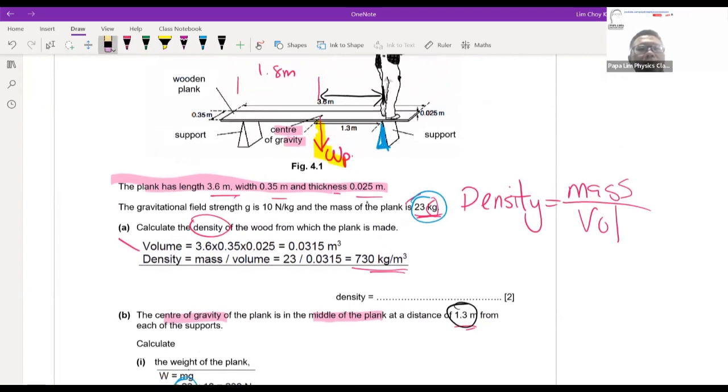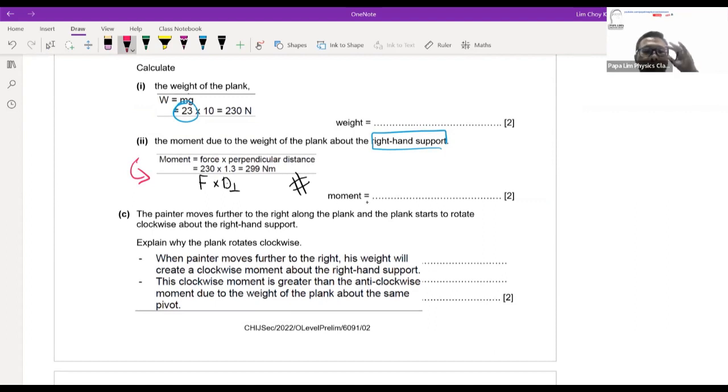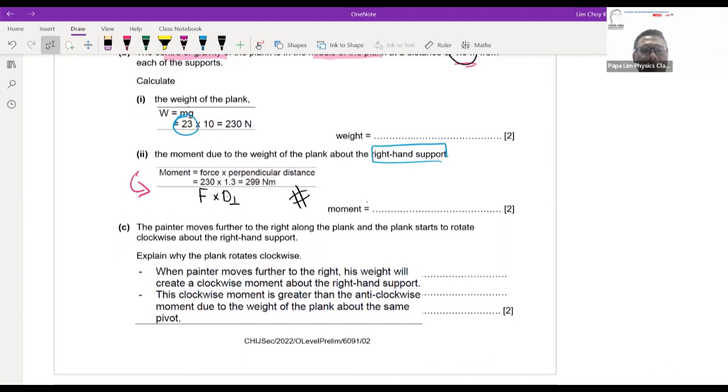Okay, about the anti-clockwise moment about the right-hand side pivot. So this will be the clockwise and the anti-clockwise moment. Now, based on the question, if the painter is moving to the right of the plank, the plank will start to rotate clockwise.